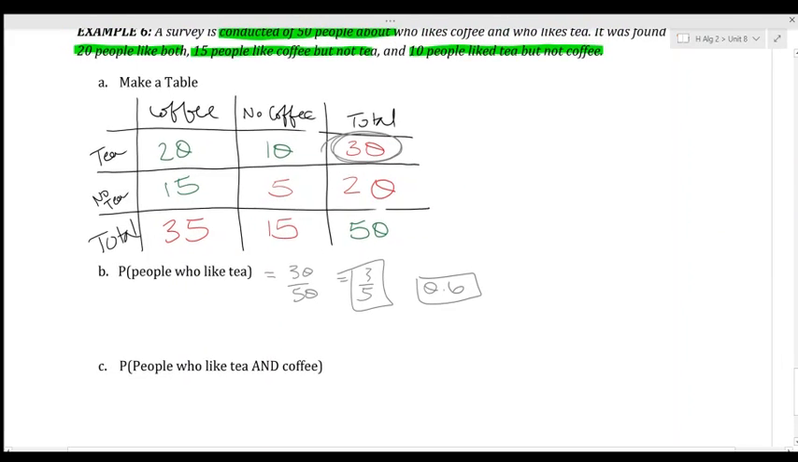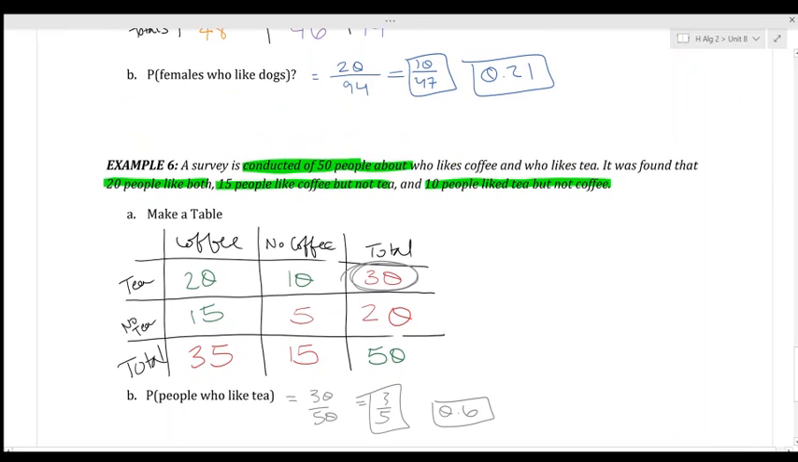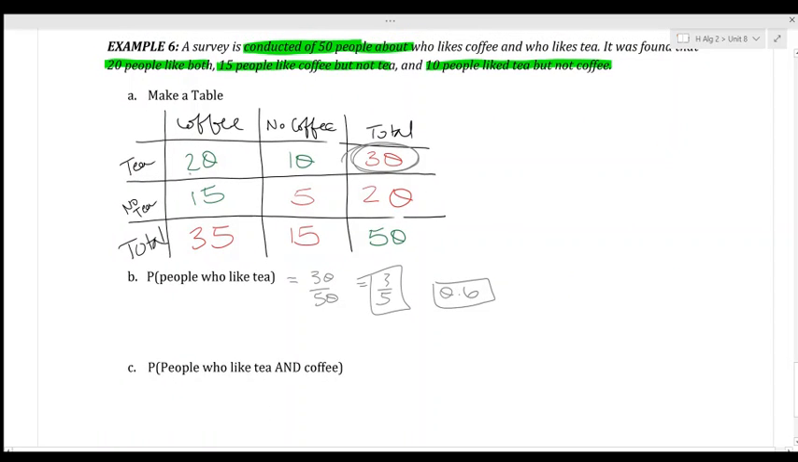All right, people who like coffee and tea. Who like coffee and tea? Well, that's this 20 value here. So this is equal to 20 over the total number of people is 50, which is 2 out of 5, or if you're a decimal, 0.4.